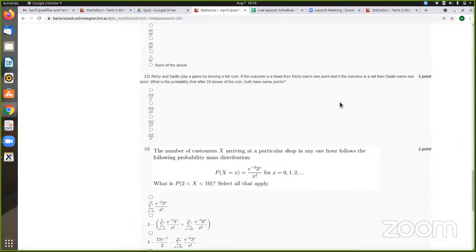So only one case is there, right? Possible. Yeah. Or maybe. So here there is no other case. I think 1 and 1 points are there. So after 10 tosses of a coin, if this condition is to be satisfied, for some 5 tosses are won by Reki and 5 tosses are won by Sadie, right? That should be the case, right?